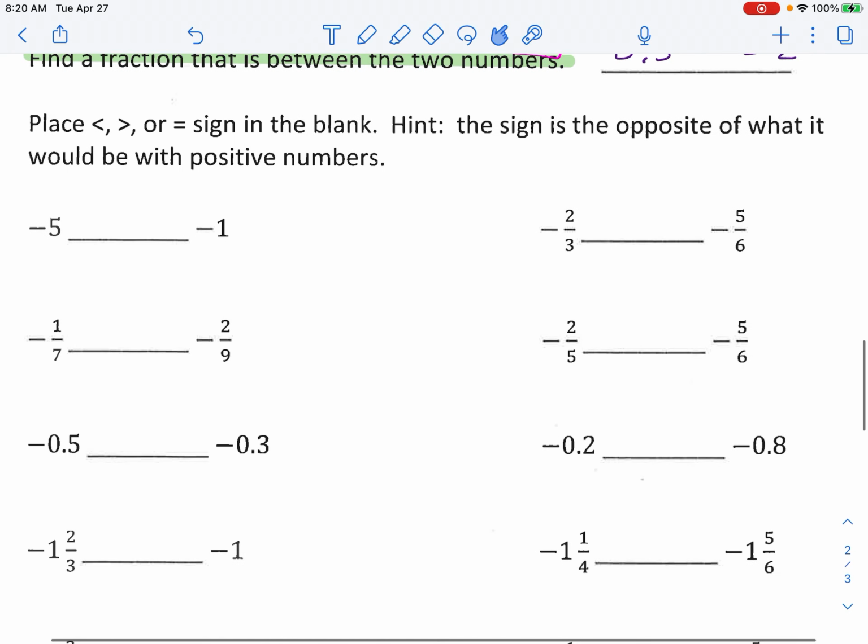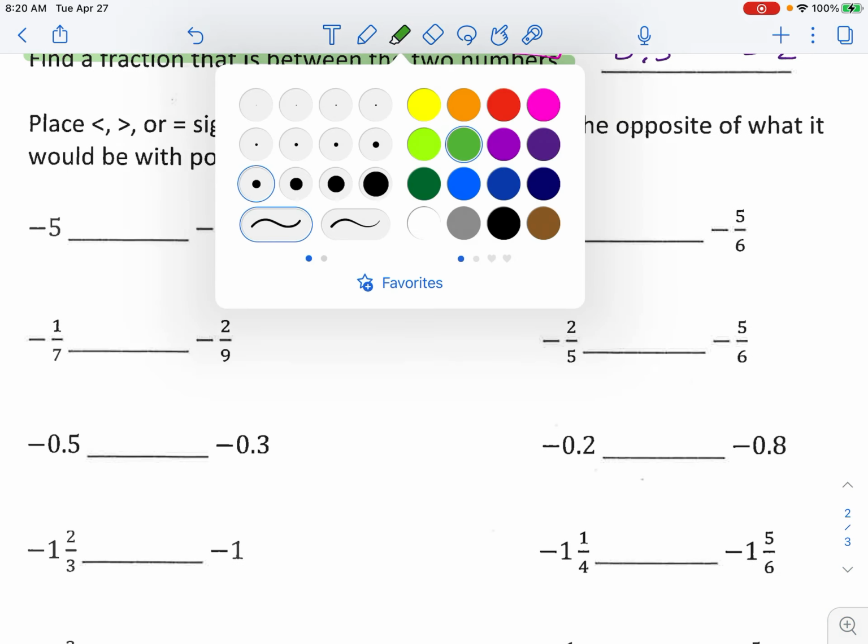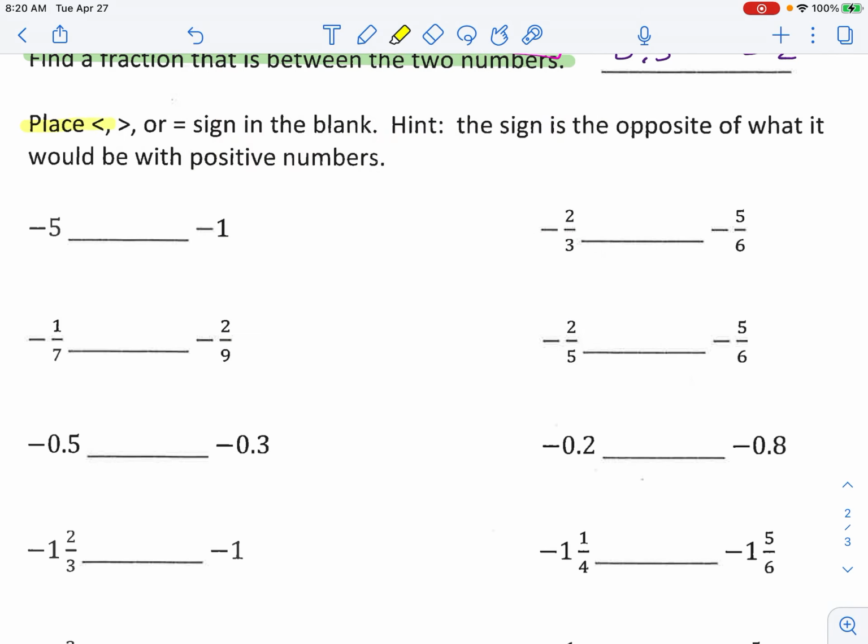Okay, last thing we're going to do is compare. It says place a less than, greater than, or equal to sign in the blank. Hint, the sign is the opposite of what it would be with positive numbers. So on a number line, negative 1 would be here, negative 5 would be to the left. So negative 5 is less than negative 1.